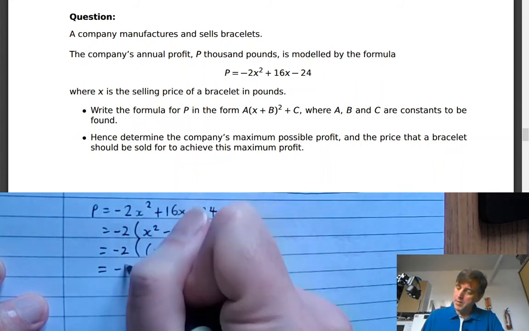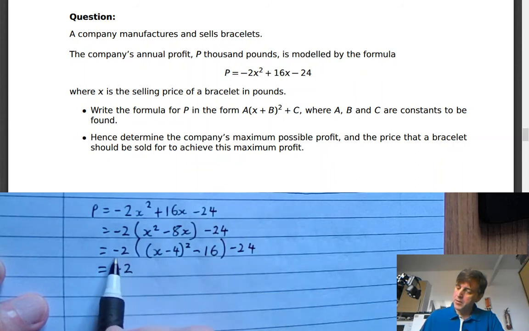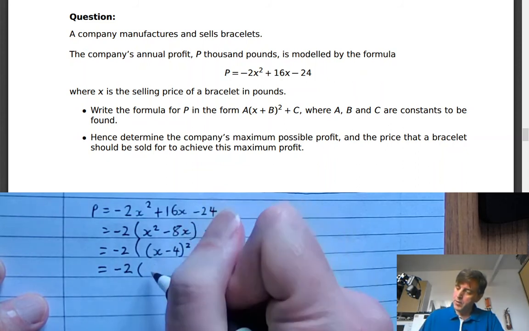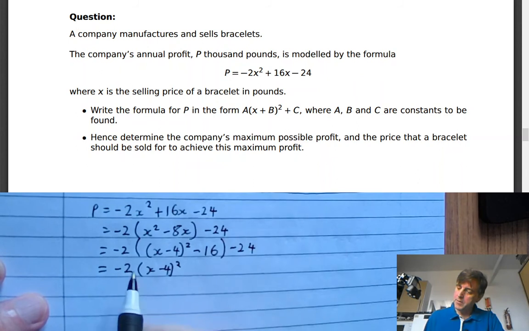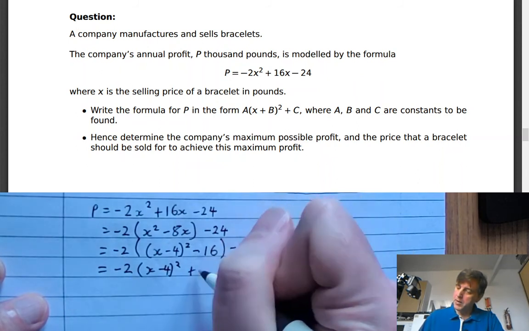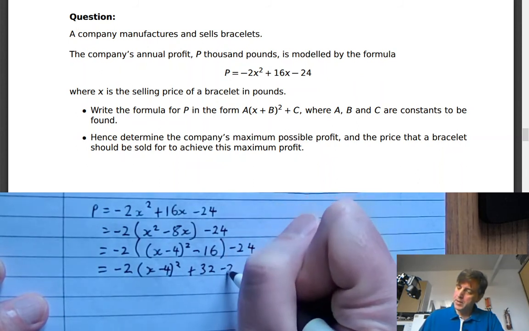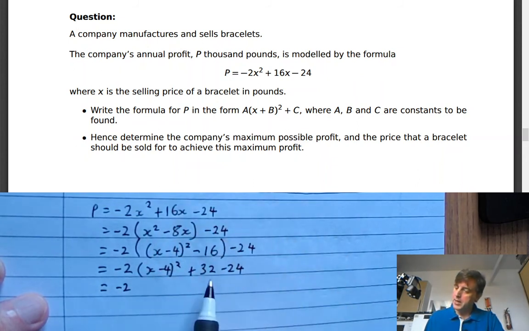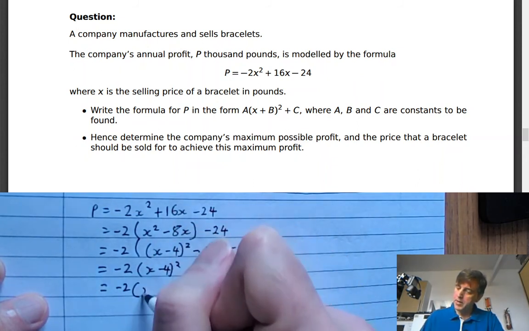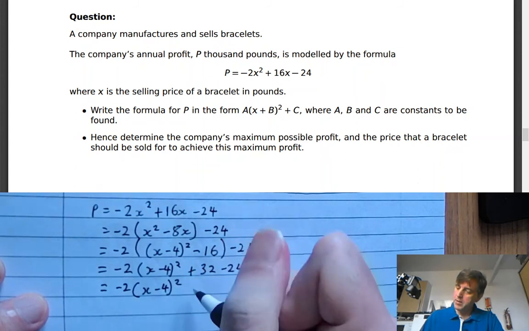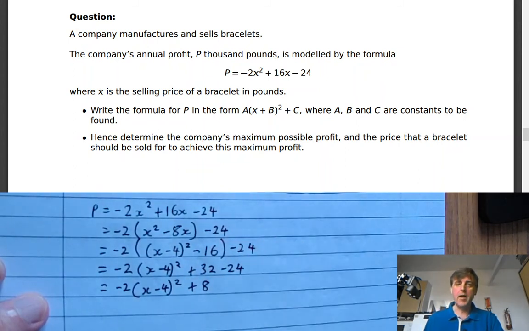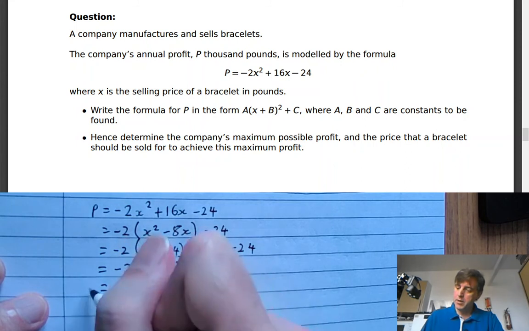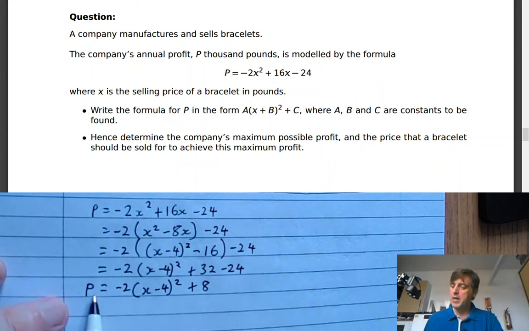And then let's just expand out the bracket. So -2 times the (x minus 4) all squared. -2 times -16 is +32. -24 still there. And then finally, we can just collect these terms together and we end up with the answer that's given there. Okay, so this is our formula here for P in completed square form.